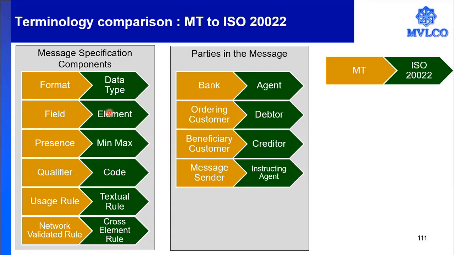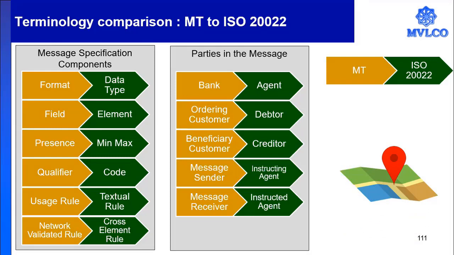In MT, we call that as the message sender. This is a role. These are the roles which we are speaking about. Message receiver becomes instructed agent. So instructing agent is the sender. Instructed agent is the receiver. So this is the mapping we have. We have looked at the party level. And subsequently, when I discuss the contents of each and every ISO message, at that time also we can compare this element in ISO is equal to this field in MT. I'm going to do that at a later point of time.